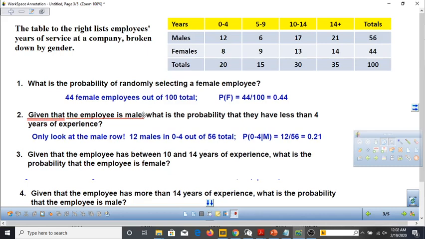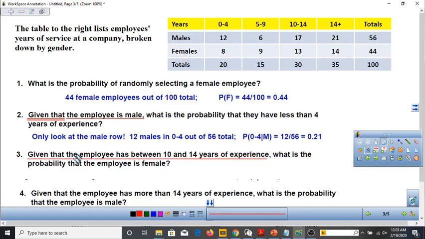Given that the employee is male, we only have 56 to choose from, so we do 12 of those 56 males out of the 56 males in all. If we go to the next part, we do see the same thing. They say given that again. So once they say given that, we only focus on that region.